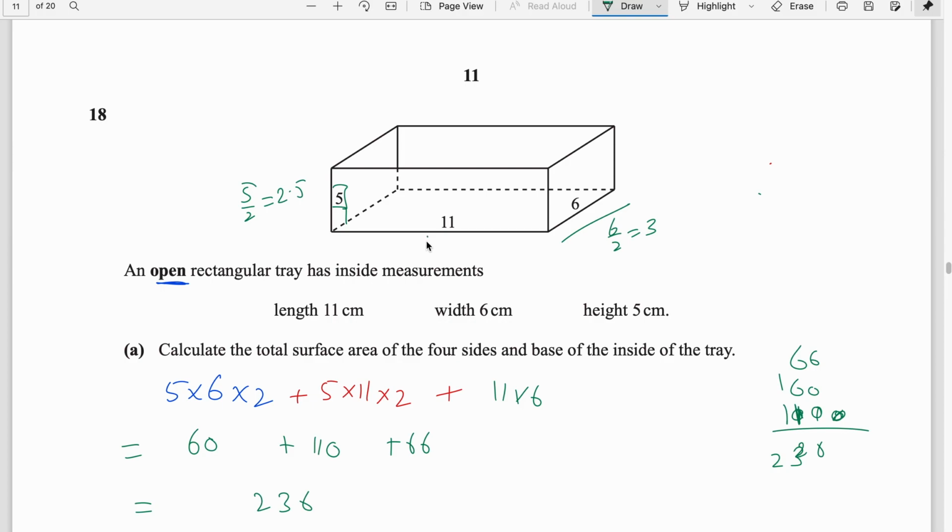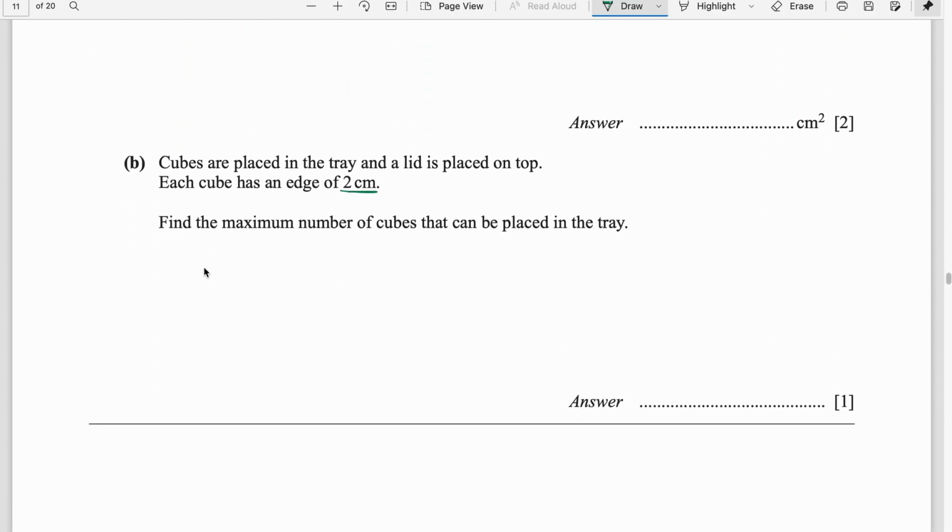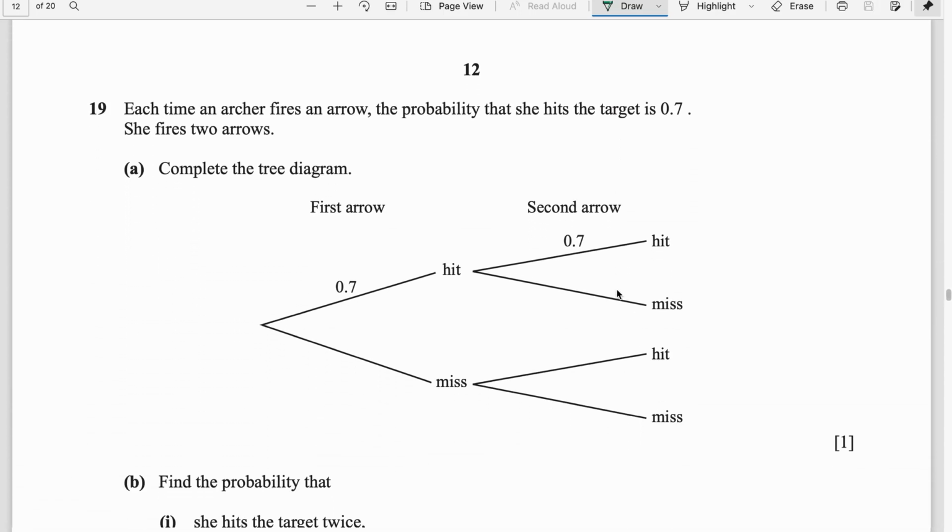And on this side, 11 cm by 2 is 5.5. So we can fill only 2, 5 and 3. So 2 into 5 into 3, 10, 3 times is 30. You can only put 30 complete cubes inside the tray.